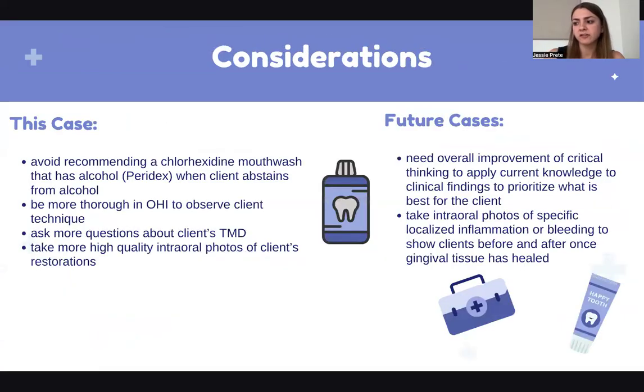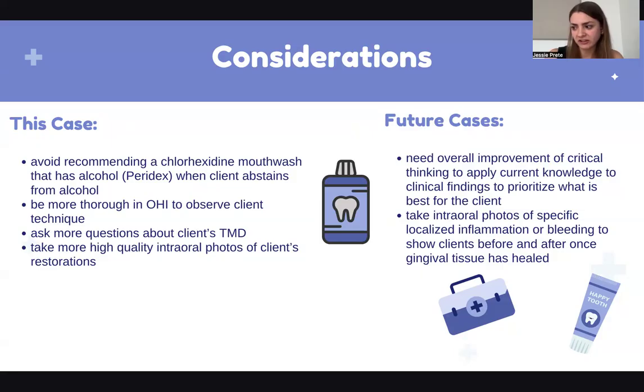My overall considerations for this project are that I am grateful for the experience to see one client through the entire dental hygiene process of care. As for this case, I would change my recommendation to be sure that it's considerate for the client, such as not recommending a mouthwash with alcohol when the client does not drink alcohol. I would be more thorough in observing the client's OHI techniques rather than simply trusting that they are doing everything right if they tell me their current routine.